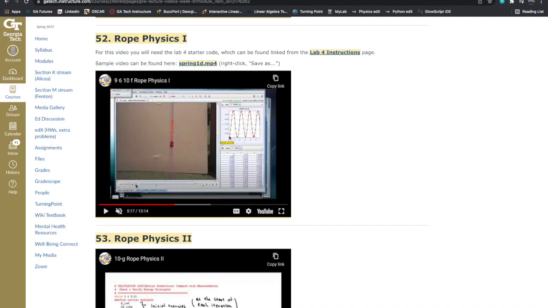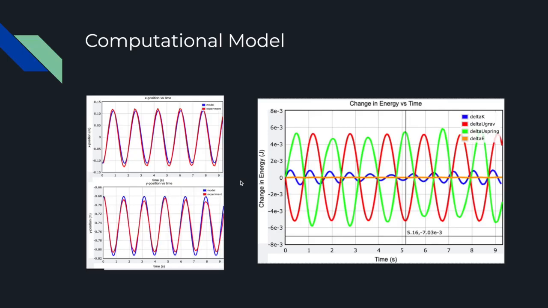Some of the pre-lecture videos already had a demonstration with this particular mass and the oscillation. This is just how the oscillation moves. The video was posted as a pre-lecture video on the Canvas page, and shows how we can compute the y position and x position versus time in GlowScript.